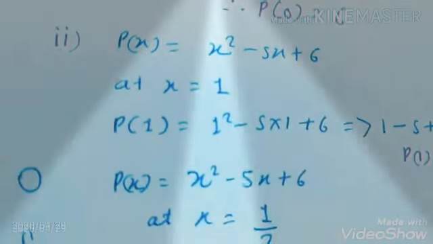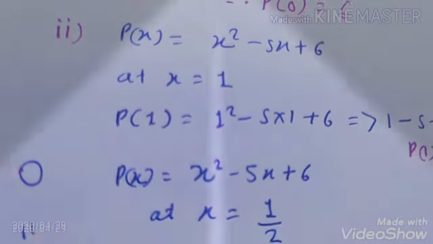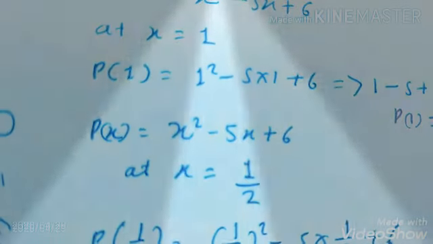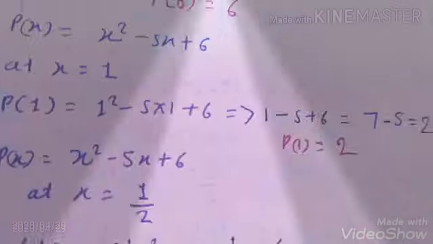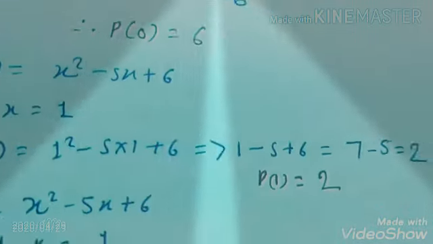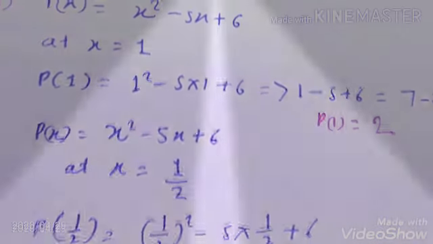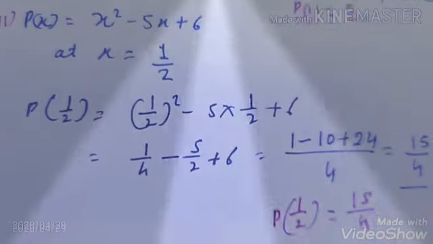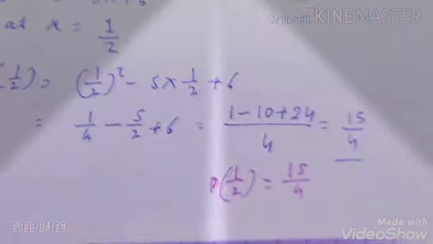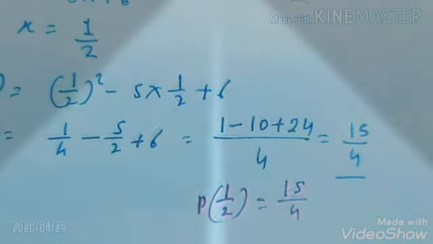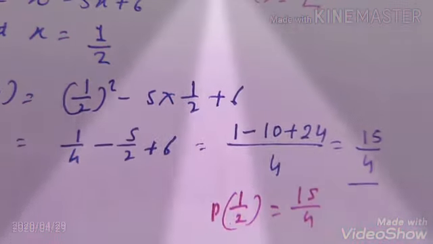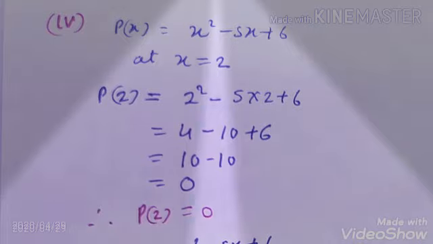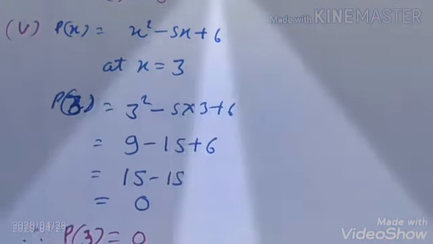Similarly, in part 2, we calculate the value of P(x) at x equal to 1, that is equal to 2. At x equal to 1, this 2 comes, you can see. And third part of the question, the value of P(x) at x is equal to 1 upon 2, and when you calculate at x is equal to 1 upon 2, the value of P(1/2) is equal to 15 upon 4. And fourth part, the value of P(x) at x is equal to 2 is 0, as you can see through the calculation. And fifth part, the value of P(x) at x is equal to 3 is 0.